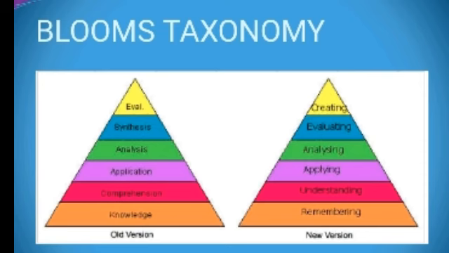The other one or the revised taxonomy is based on what we want learners to do, which is more congruent with the nature and purpose of objectives. And in the new version, you will see the lowest part is remembering, second understanding, third applying, fourth analyzing, fifth evaluating, and sixth creating. In these two versions, you will see the differences of it.